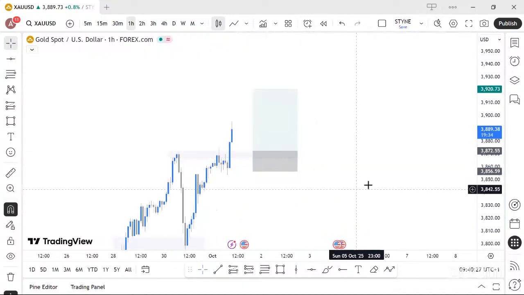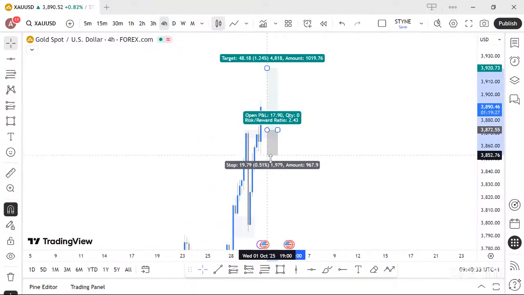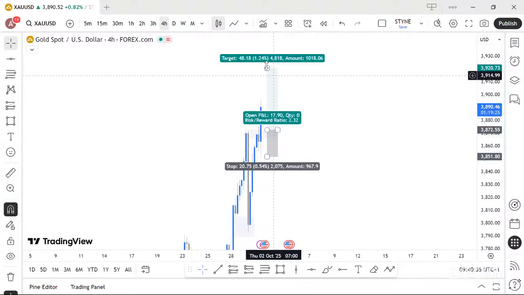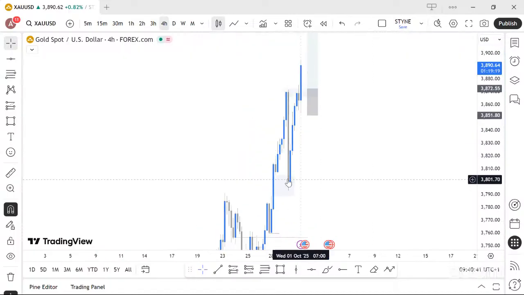So that is that. We have 19 minutes for this 1 hour candle to close. At this point, gold is no more even following technicals. Gold is just going up. It's not even following technicals again. It's just flying up. But definitely, we still respected this fair value gap.